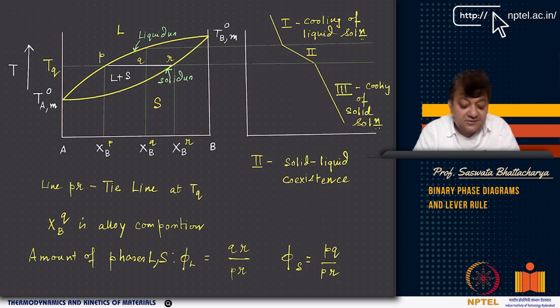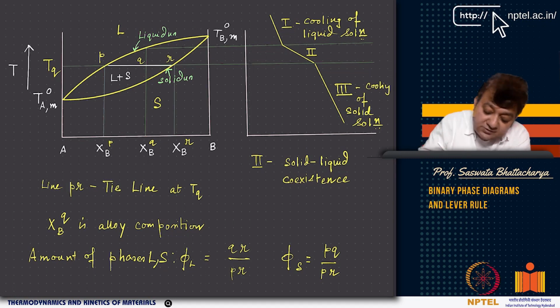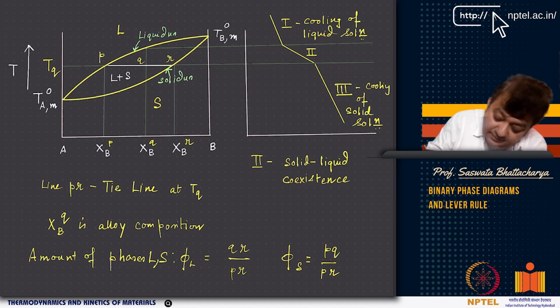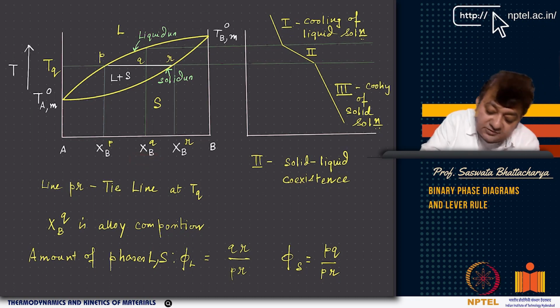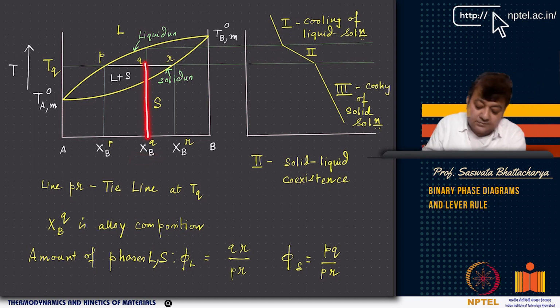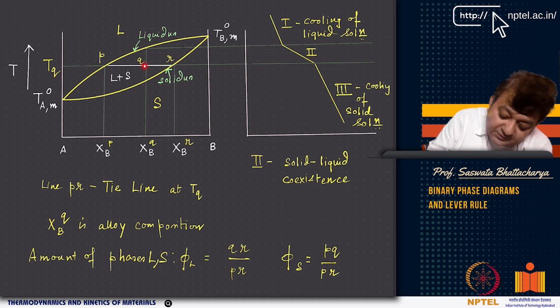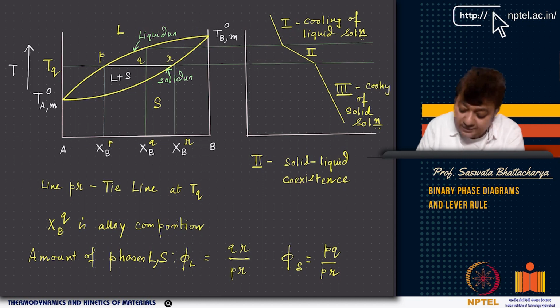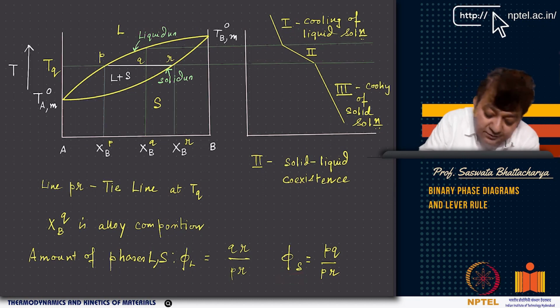Now in this two-phase region, this tie line intersects the liquidus curve at P and intersects the solidus curve at R. If XBQ is the alloy composition, then the amount of liquid phase is given by QR by PR, and the amount of solid phase, or fraction of solid phase, is given by PQ by PR.